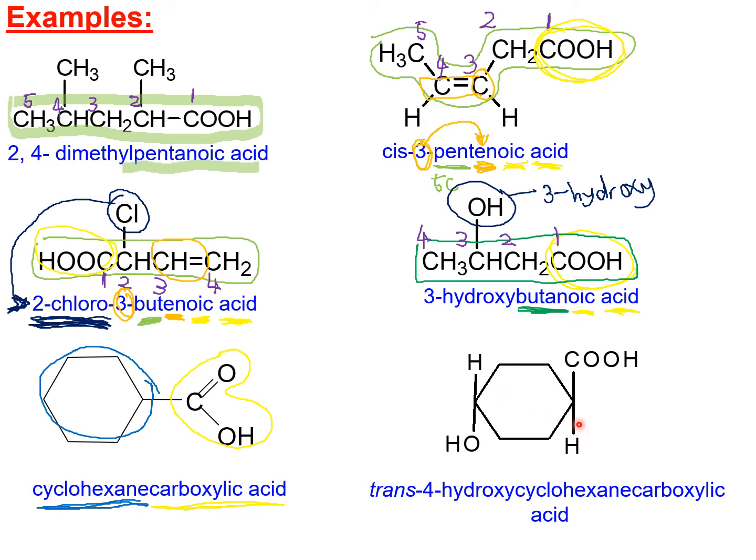Okay, kita tahu kalau let's say kita jumpa ring and then kita nampak COOH, the way you want to name it, you namakan ring tersebut dulu. Lepas tu kita letaklah COOH tu, carboxylic acid kat belakang macam ni.